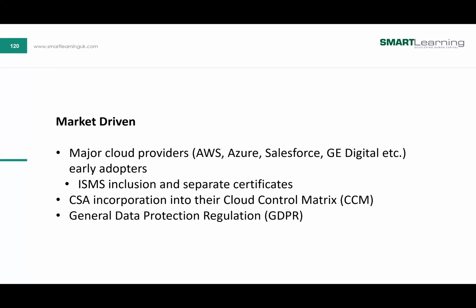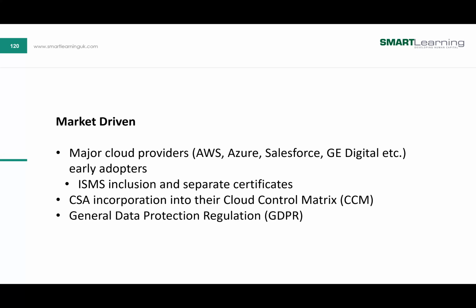And if you say, hey, I'm ISO 27017 trained, you get the same recognition. Major cloud providers, Amazon Web Services, Azure, Salesforce, GE Digital, are early adopters of 27017. And you know they would look for those who are trained up in it as well. Hey, what's your qualification? Oh, I'm ISO 27017 trained, you get recognition. They have adopted it early, okay? ISMS inclusion and separate certificates for some of them.